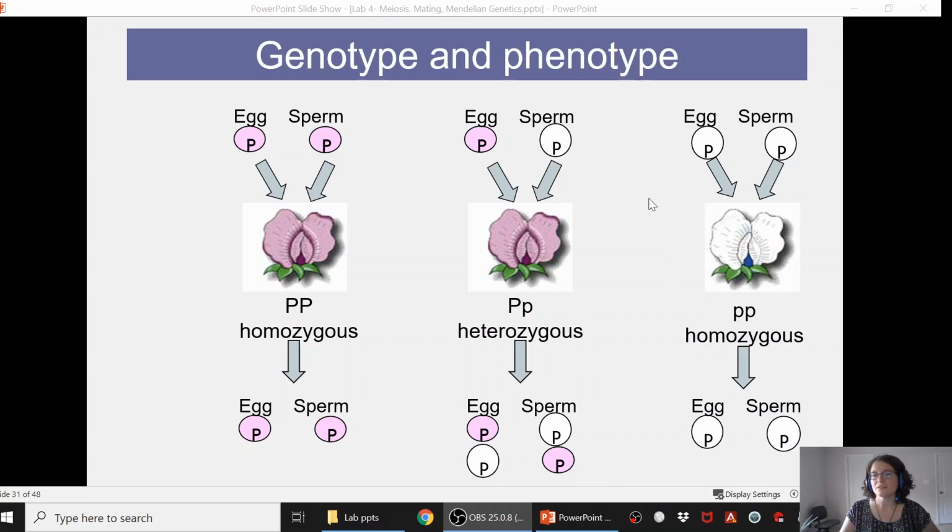When something is homozygous recessive, it can only give little p's. So a white plus a white will never create a purple because there are no purple alleles to give. All right.